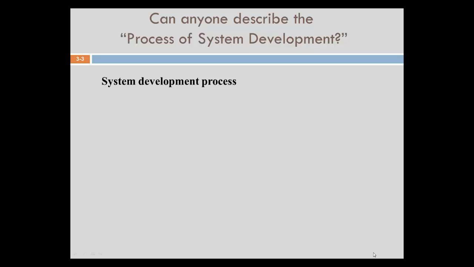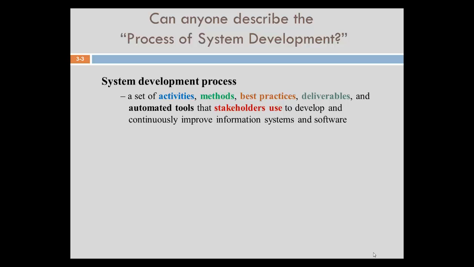The first thing we need to know about in regard to systems development is that systems development is a process. Can you define the system development process? It is a set of activities and methods by which we use best practices to produce deliverables via implementing technology to satisfy our customers or our business. It also involves an iterative approach of continuous improvement.